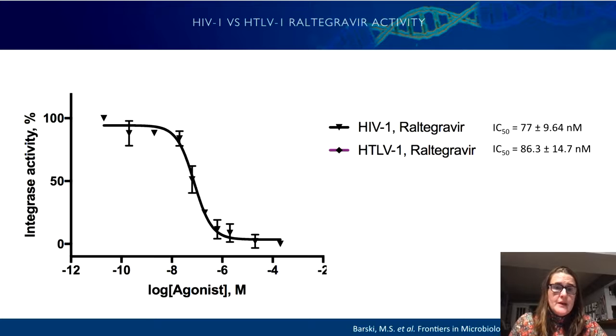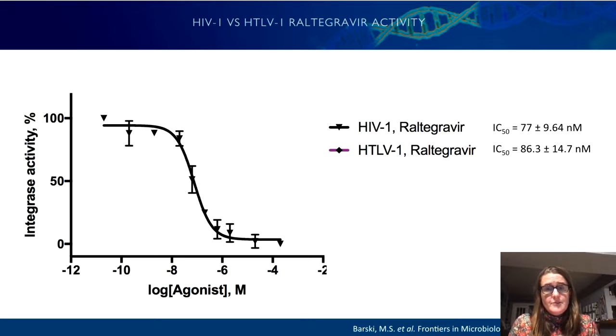Now here is an example where we plot the efficacy of raltegravir and its ability to block HIV-1 integration. So here on the x-axis we have increasing amounts of raltegravir, and on the y-axis we have integrase activity. So at low concentrations of drug we have near 100% activity, and at high concentrations we don't have any activity at all. And we can determine the IC50, so this is the concentration at which we have 50% inhibition of activity, and for HIV-1 and raltegravir this is 77 nanomolar.